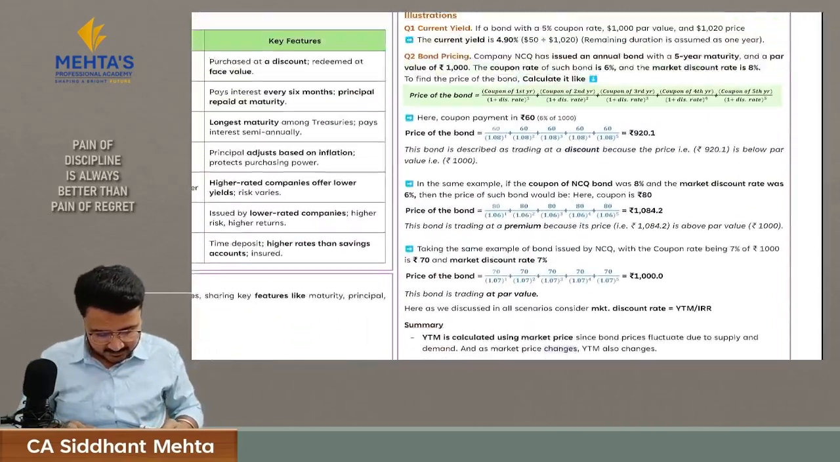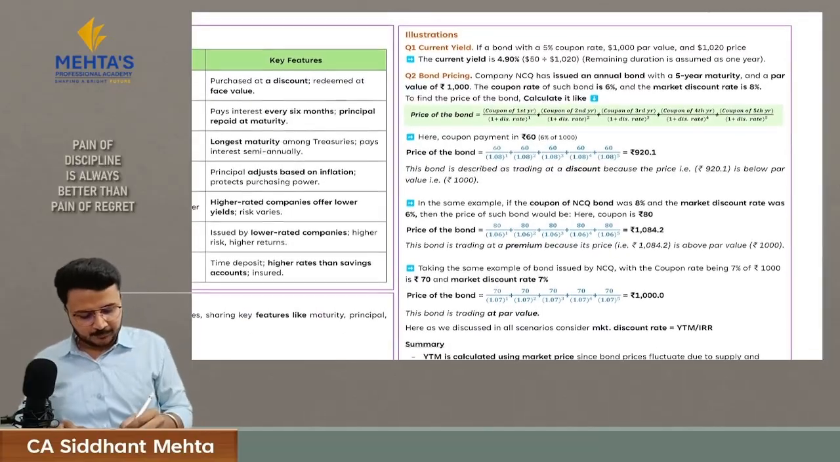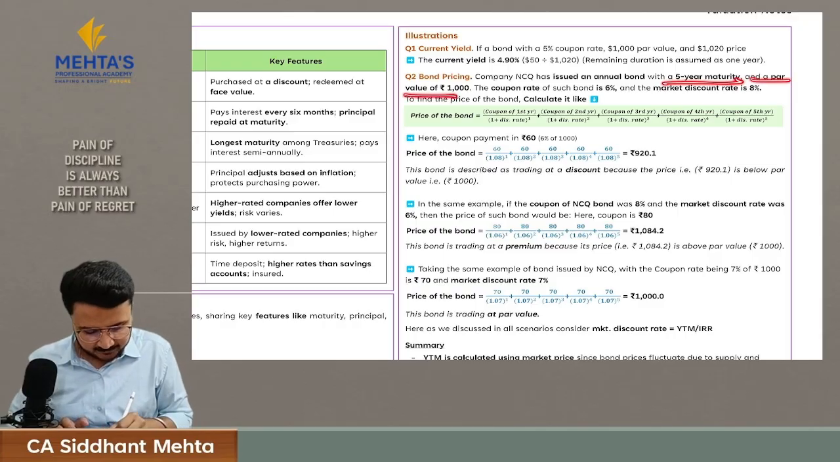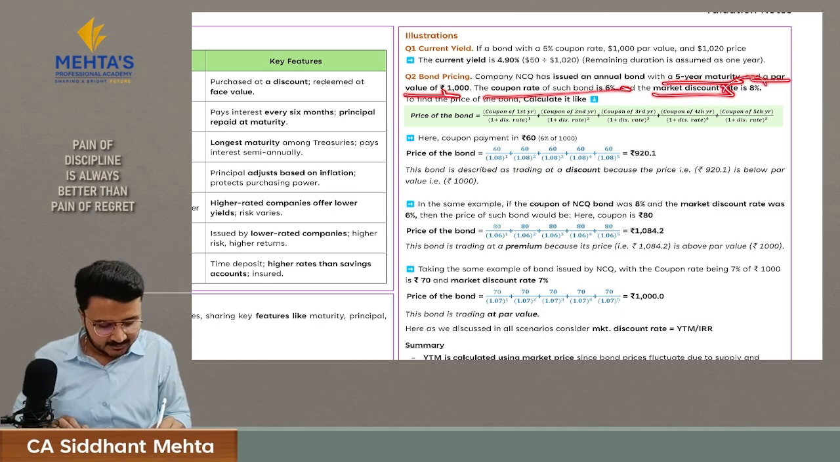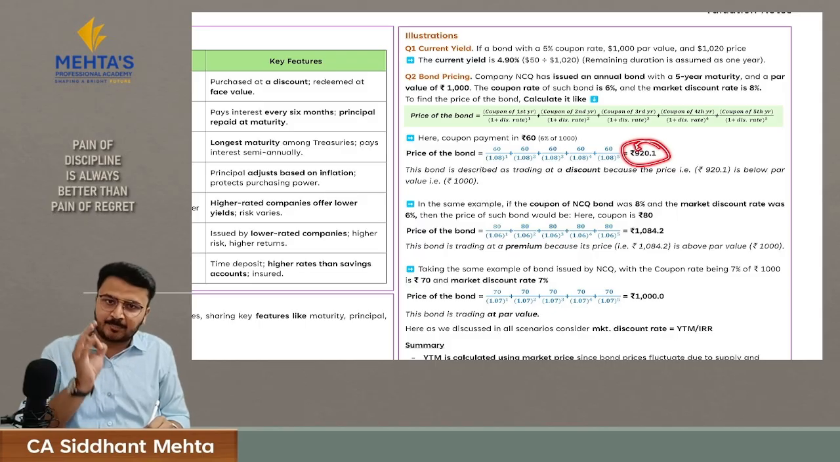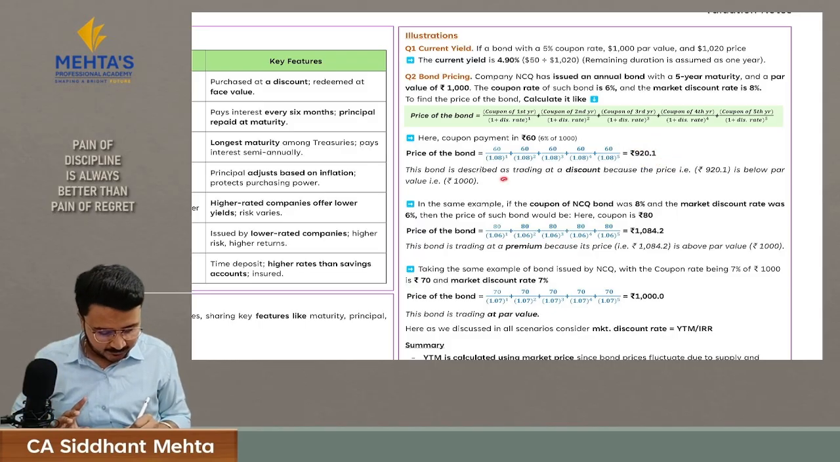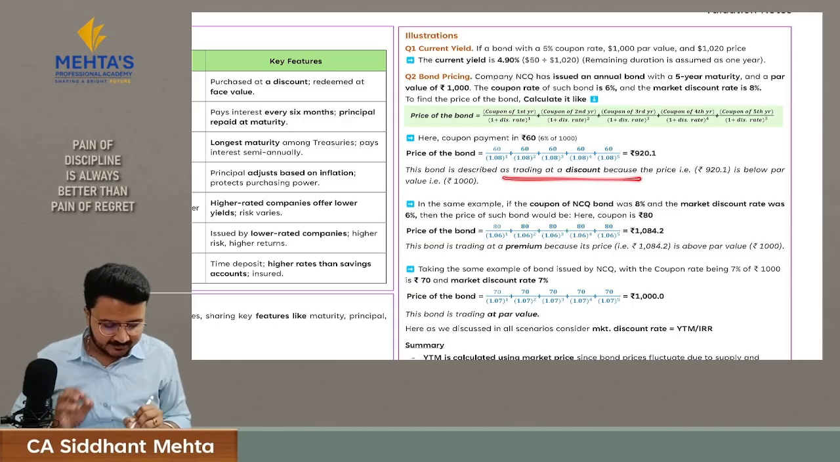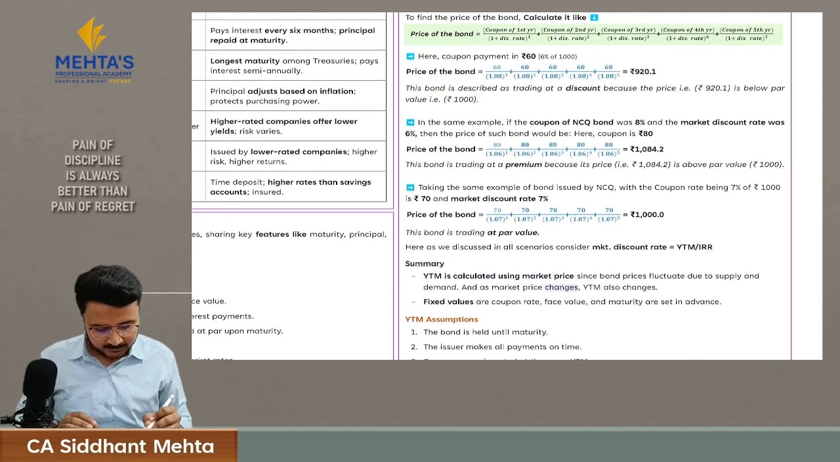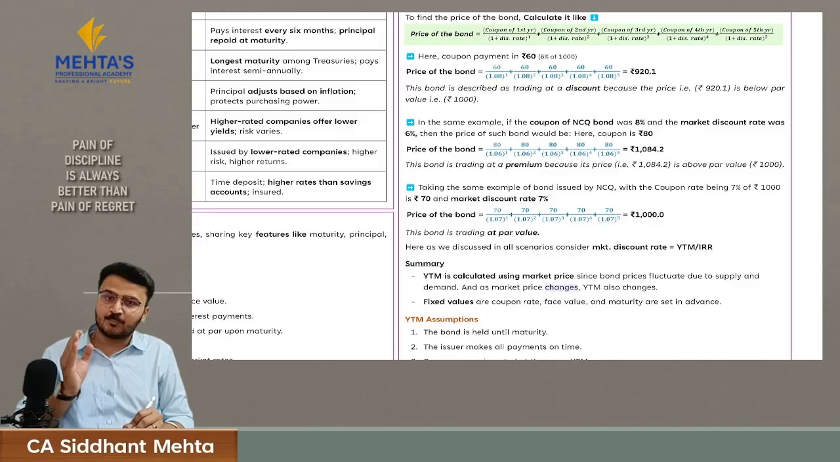Let's take some examples. So here company NCQ is issuing one bond which has 5 years of maturity, a par value, that is face value, of 1000, coupon rate of 6%, and the market discount rate is 8%. So we'll consider all the interest payments and discount them with 8%, that is market rate. We will get 920 as the price of the bond, also the traded price as per your textbooks, and it will be said that it is trading at discount, because 920 is lower than your par value.